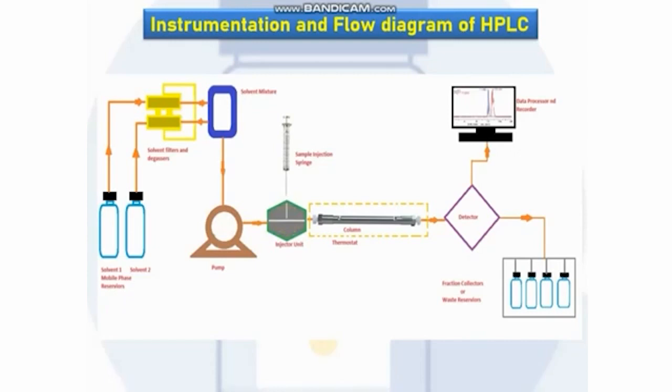along with the mobile phase by means of an injector unit or injection unit. The sample which is to be separated is injected by means of an injection syringe. Here a valve equipped with a sample loop of the appropriate size reproducibly injects the required amount of the sample into the flow path.